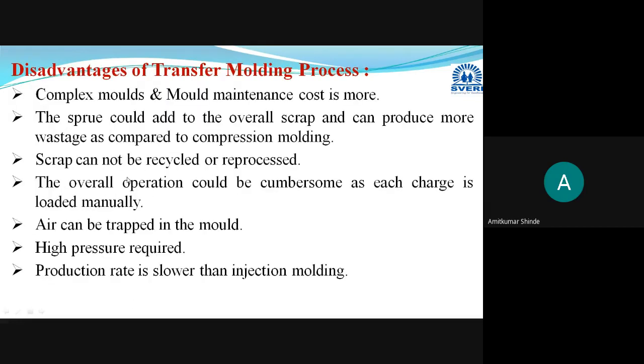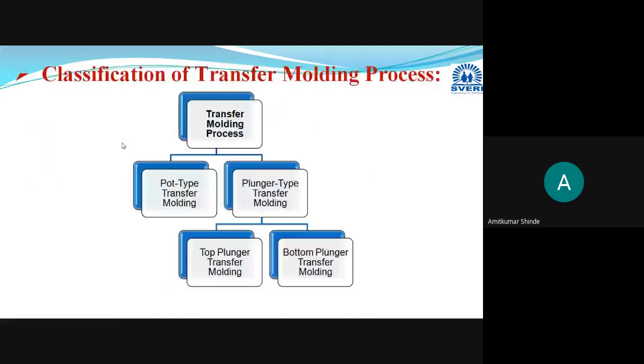What is the disadvantage? Here we can manufacture complex or intricate shaped components, but it results in an increase in the mold cost and its maintenance cost. Now, the sprue we are using here: sometimes you can use the sprue, or you can use the gate and runner arrangement. Due to this sprue, some extra material gets attached after the final stage is finished. Some extra material remains with this sprue. I will explain it now.